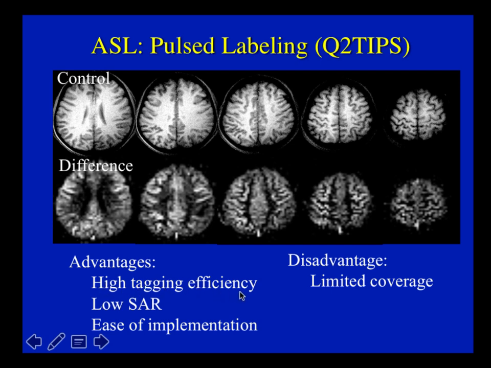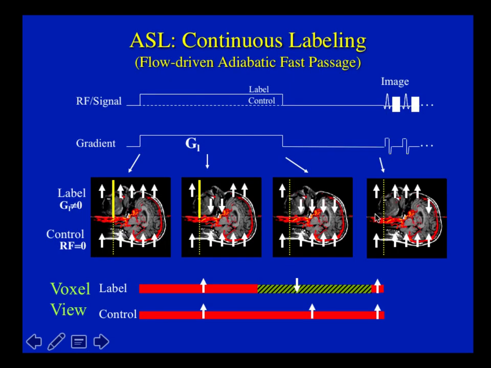So the advantage of this pulse ASL technique is its high tagging efficiency, leading to good signal changes, and also ease of implementation, because this is a simple pulse sequence that can be run on the scanner. It does not require any extra hardware, as you will see later in the next experiment. But the disadvantage here is the limited coverage of the brain. If you want to cover the whole brain, it is difficult without sacrificing a lot of signal intensity. Therefore, the pulse ASL technique is used only in limited circumstances.